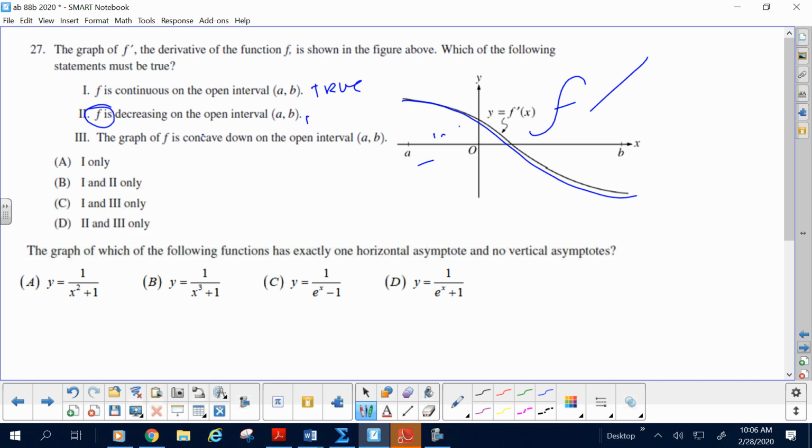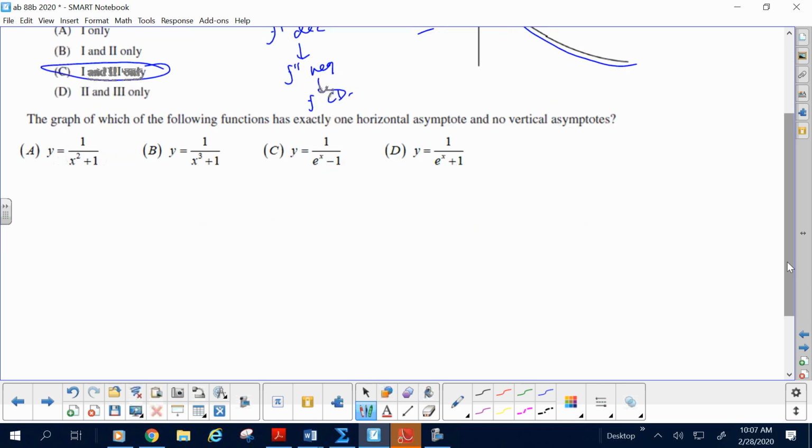And then this is false, because if f prime is positive here, it's definitely not increasing on the whole interval. And last but not least, f is concave down. Well, I think you'll agree that f prime is decreasing, which means the derivative of f prime, which is f double prime, is negative. And if f double prime is negative, then f is concave down, so that's a yes. It is C.